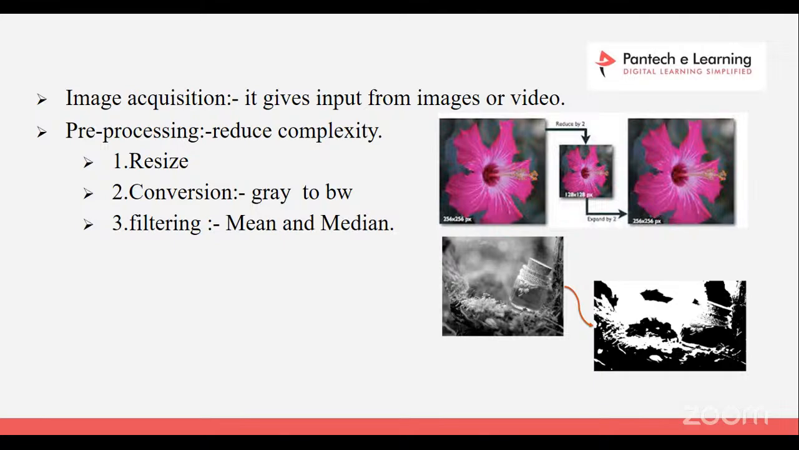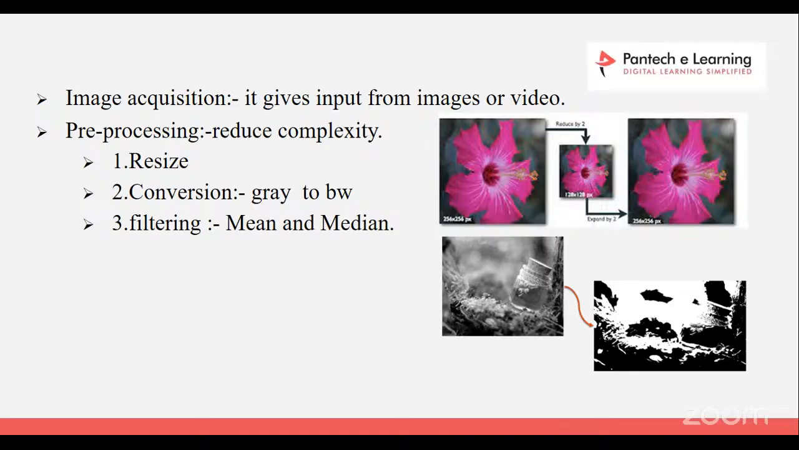If we have an RGB image, each pixel has three values. It is very complicated for feature extraction. Why? Sometimes the red value will be higher, sometimes the green value will be higher, sometimes the blue value will be higher. That's why I need to convert from one color to another color. I need to convert RGB to gray.